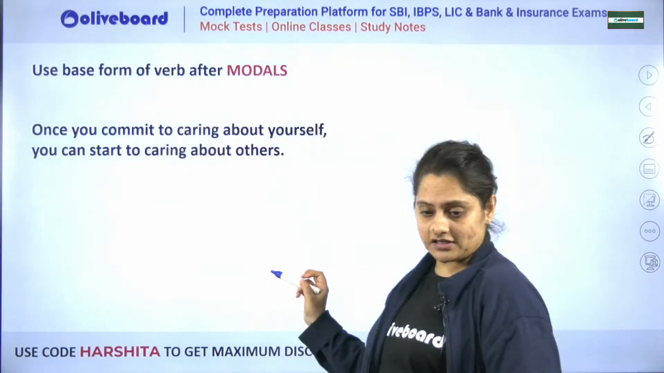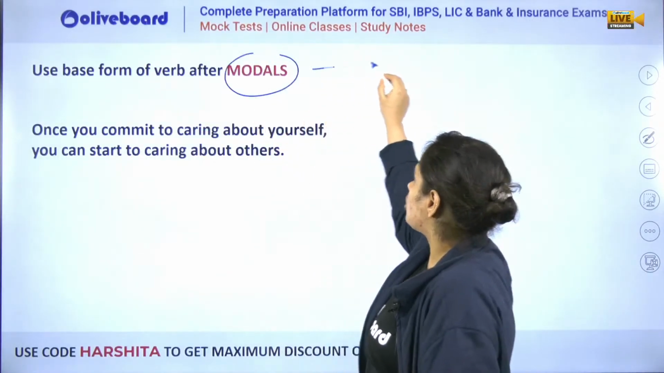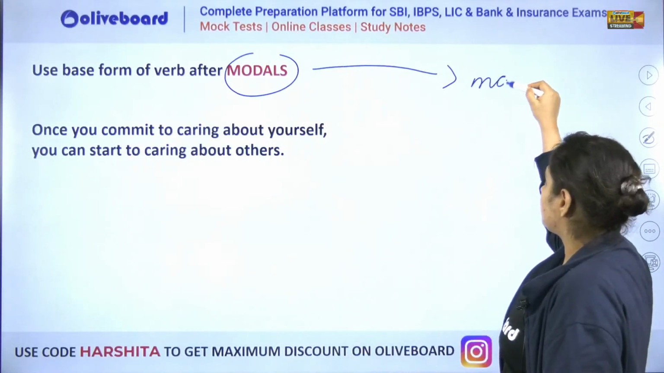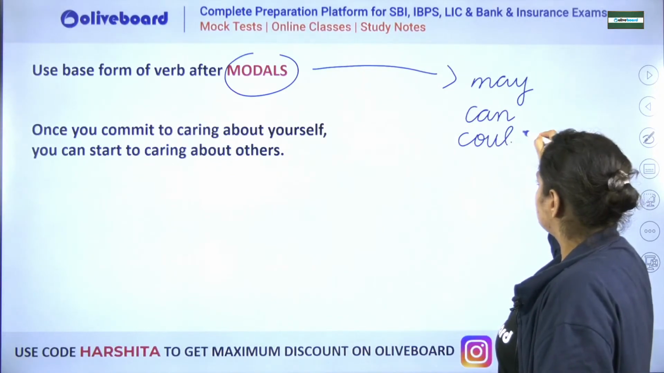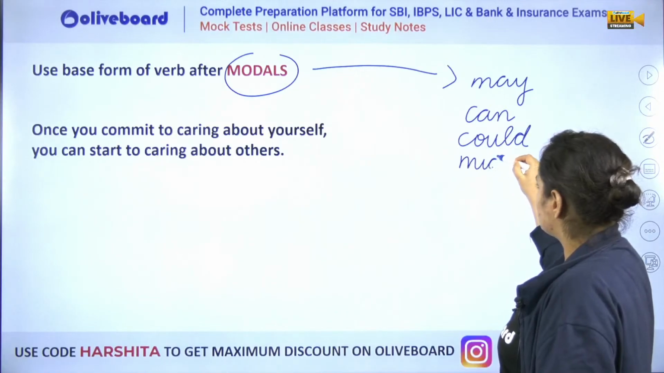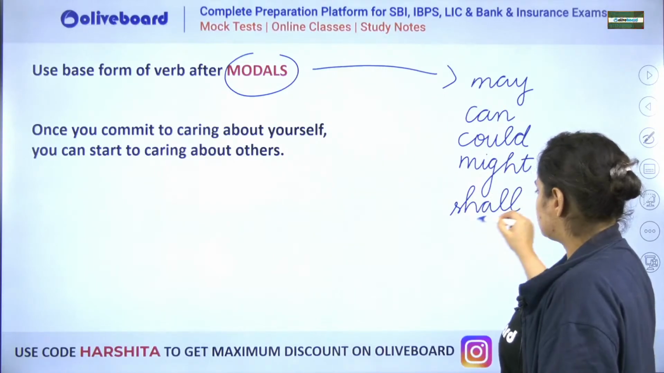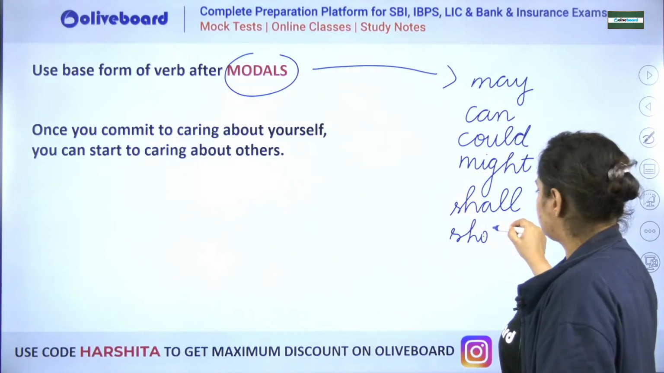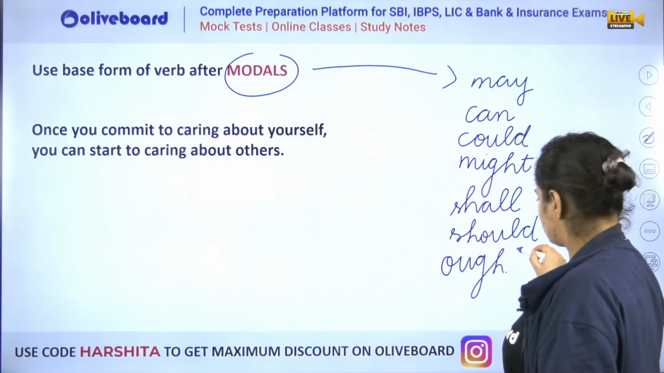Okay, next one, guys, find the error here. You know modal words. Modals are words which talk about mood, words like may, can, could, might, shall, should, ought to. Okay, these are your modal words.